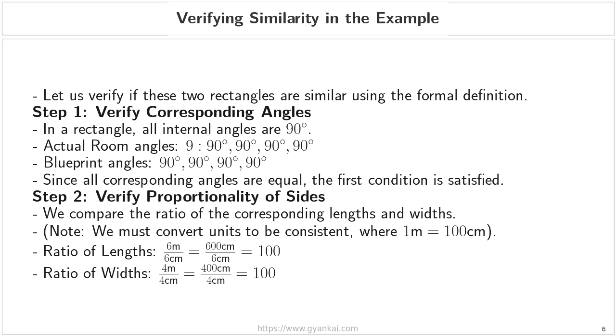Now, let's do the math. For the ratio of the lengths, we take 600 centimeters divided by 6 centimeters, which gives us a ratio of 100. Next, for the ratio of the widths, we take 400 centimeters divided by 4 centimeters, which also gives us a ratio of 100. Notice how both ratios resulted in the exact same number. This brings us to our next slide, where we will conclude whether this constant ratio confirms the similarity of the room and its blueprint.